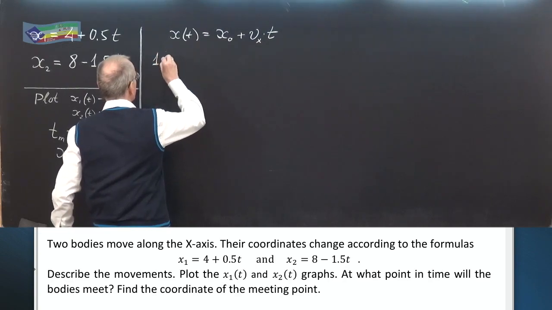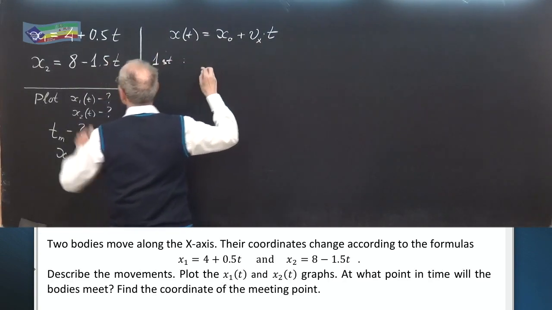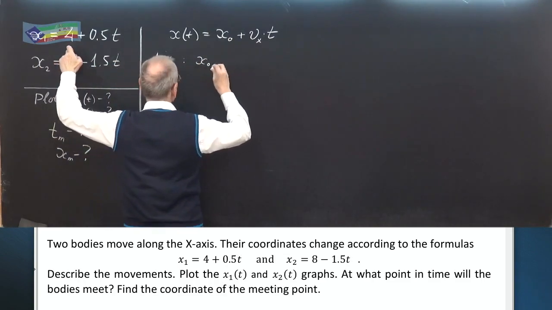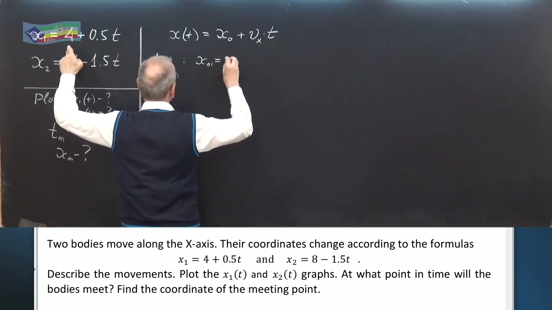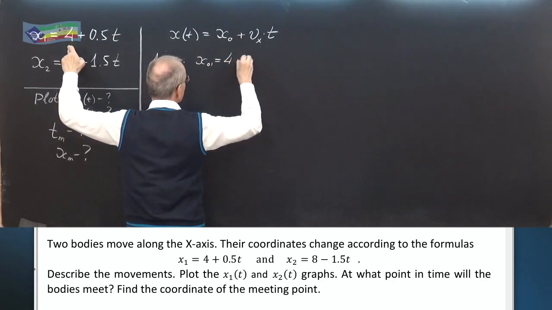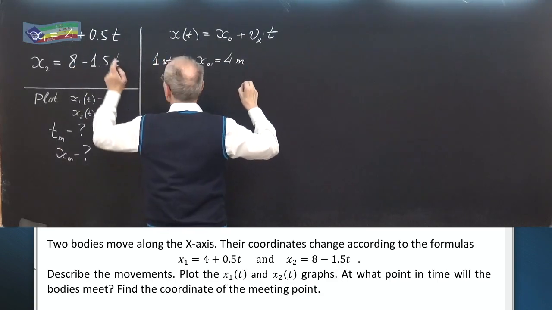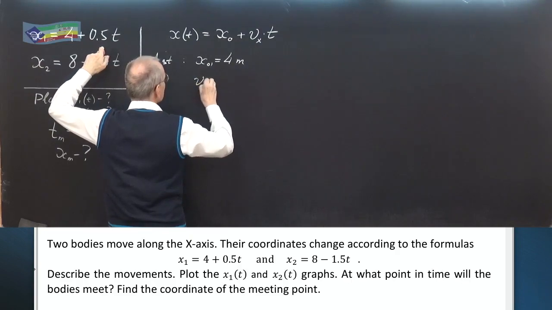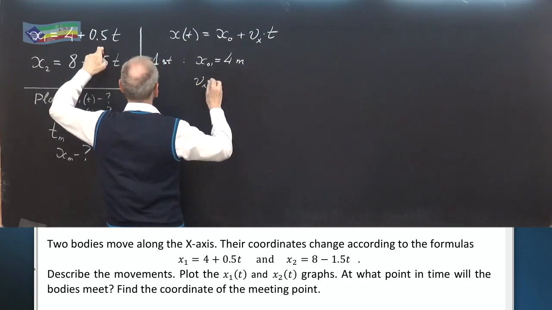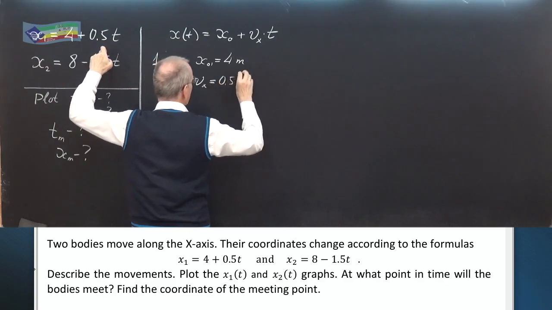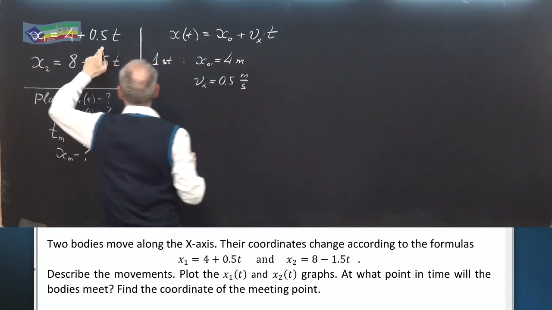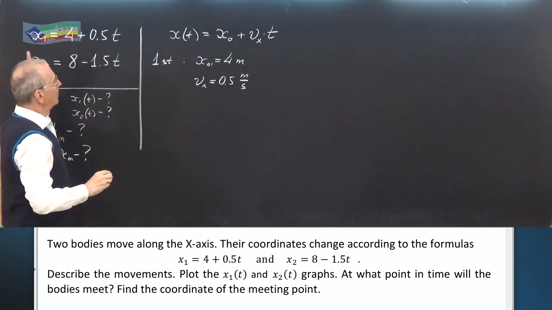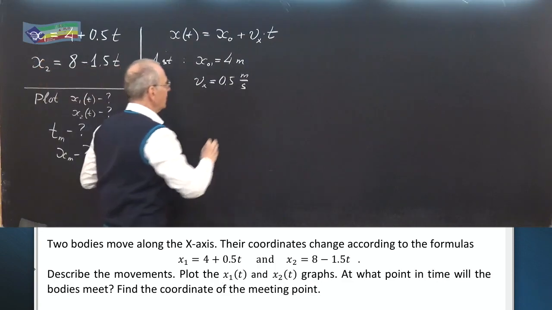First body. Compare: the initial position of the first body is 4 meters. The velocity Vx equals 0.5 meters per second, and pay attention, plus means that the body moves along the x-axis.